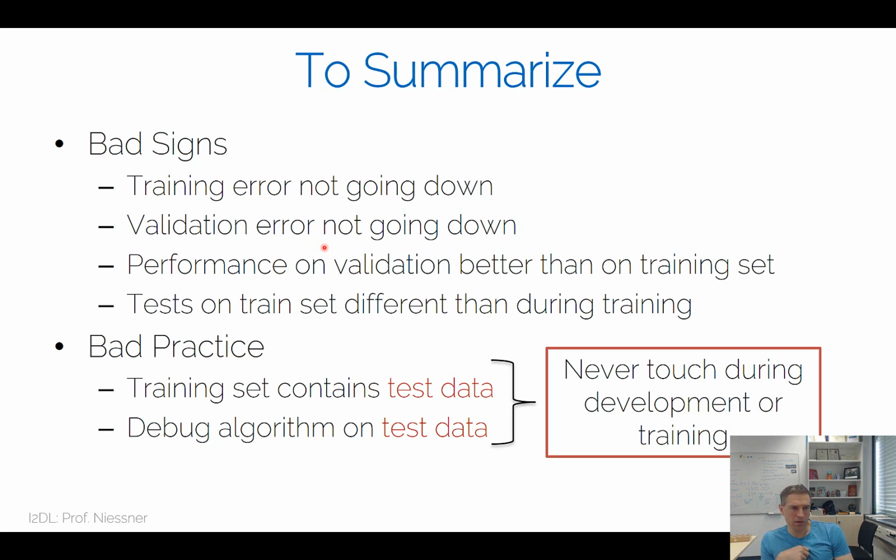All right. Performance better on validation than on training. We've talked about this one. Test on train set different than during training. That's also important, right? And there's this usual bad practice: the training set contains test data, or the debugging algorithm takes test data. Don't touch during training anything from the test set. That's very important.